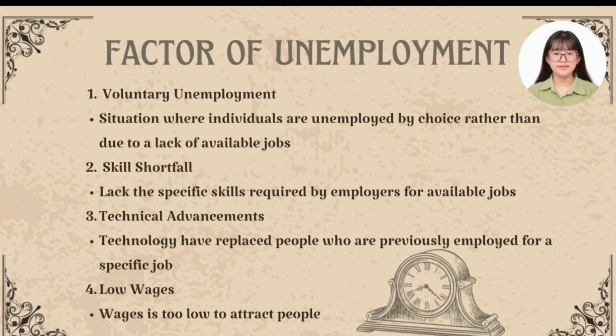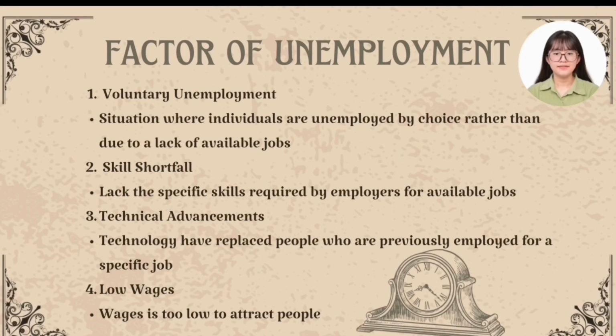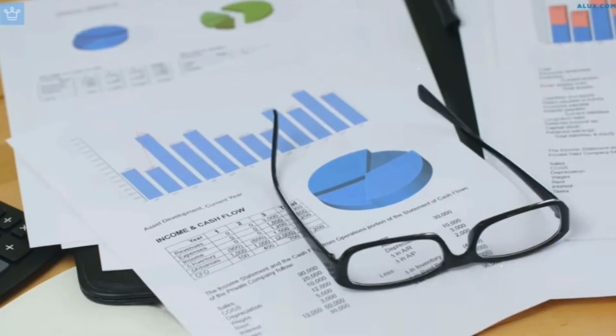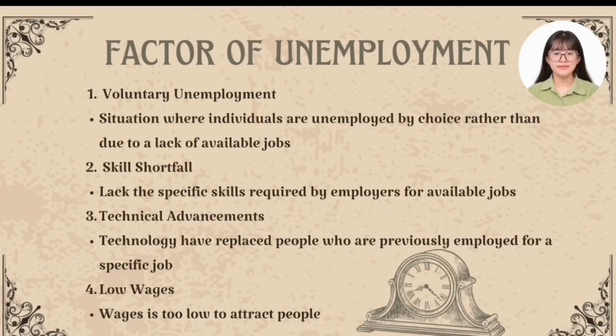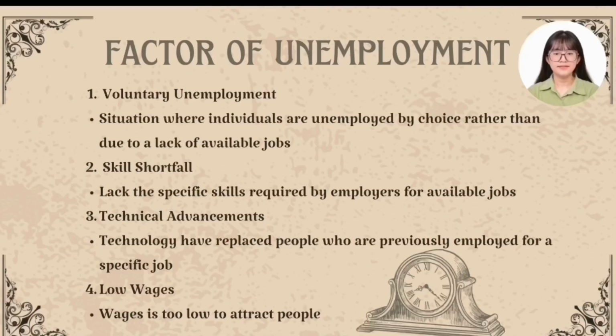Factors of unemployment. First, voluntary unemployment. This is a situation where individuals are unemployed by choice rather than due to a lack of available jobs. The youth may choose to leave their job due to work environment and other reasons. This will lead to unemployment. Second, skill shortfall. The lack of the specific skills required by employers for available jobs. The youth cannot fulfill the large number of skills needed by a company. It results in fewer people getting employed.